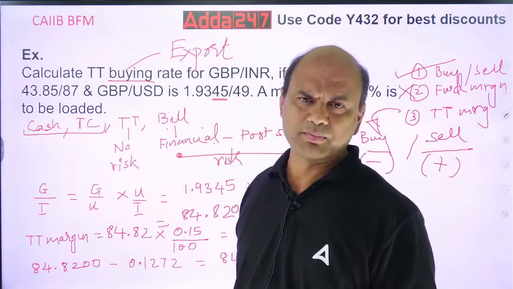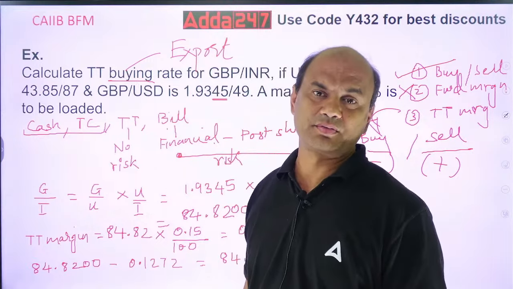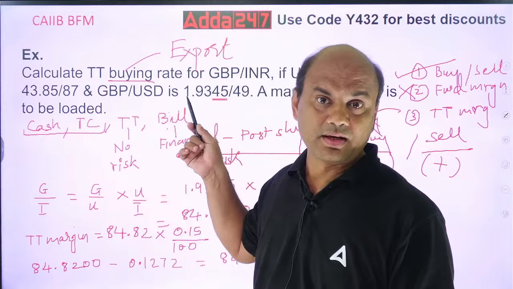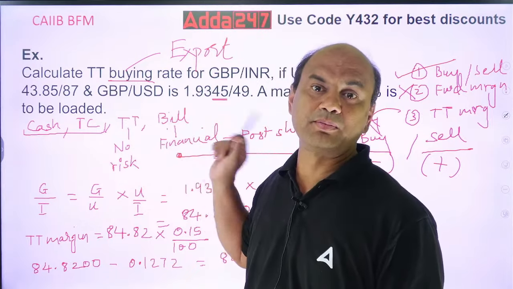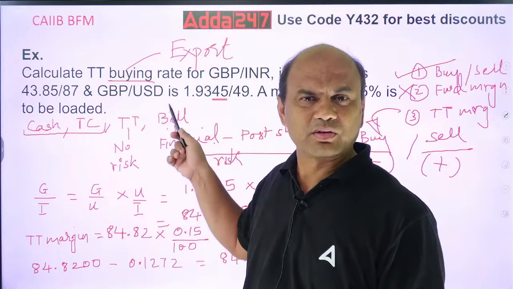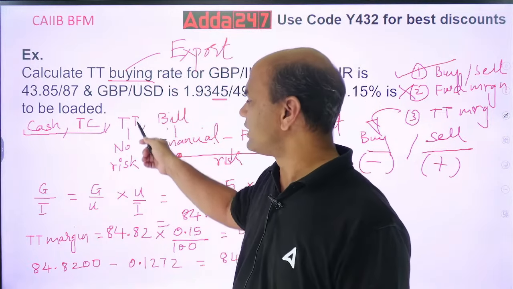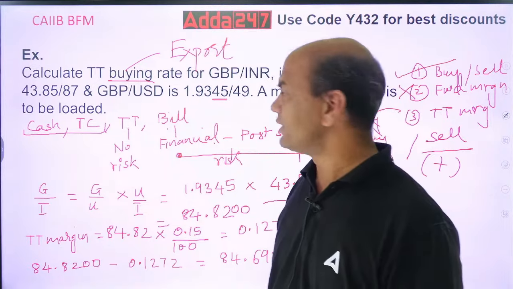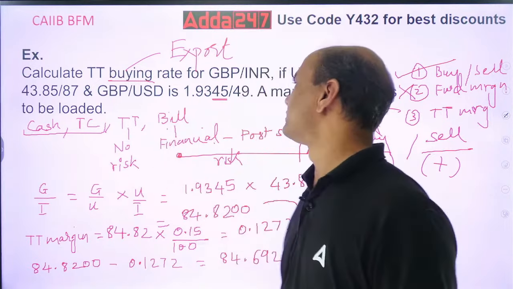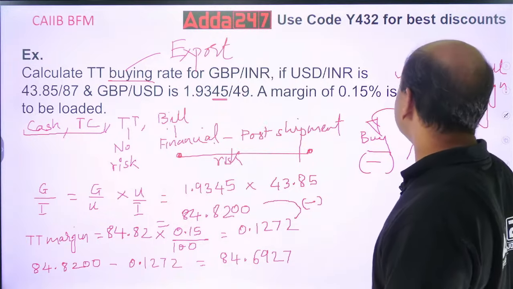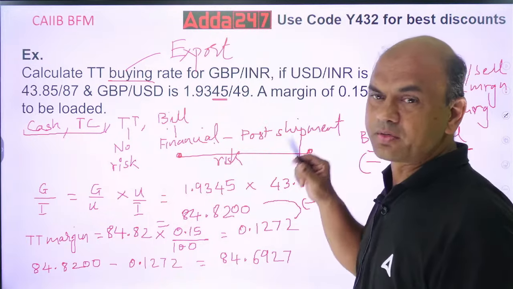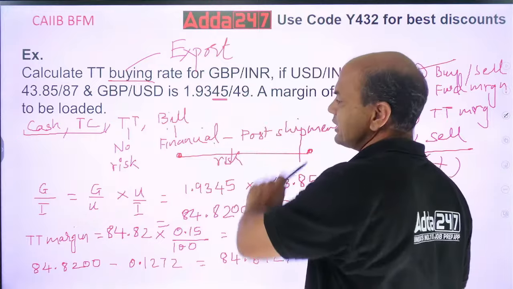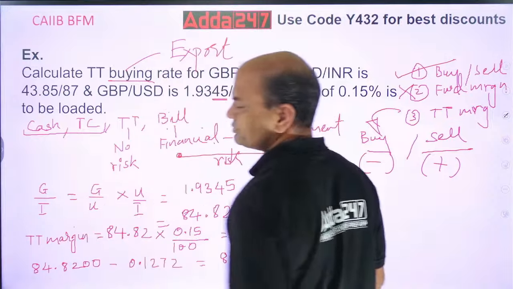Bill buying, buying or selling. Bill means future dated. Whenever you are dealing with forward rates, at that time you will follow the bill rate. But here there is no forward rate, so here you will be following the TT rate. So now let's talk about the TT rate. Forward points are 0, but you have to first find out the spot rate. You want to find out GBP to INR.